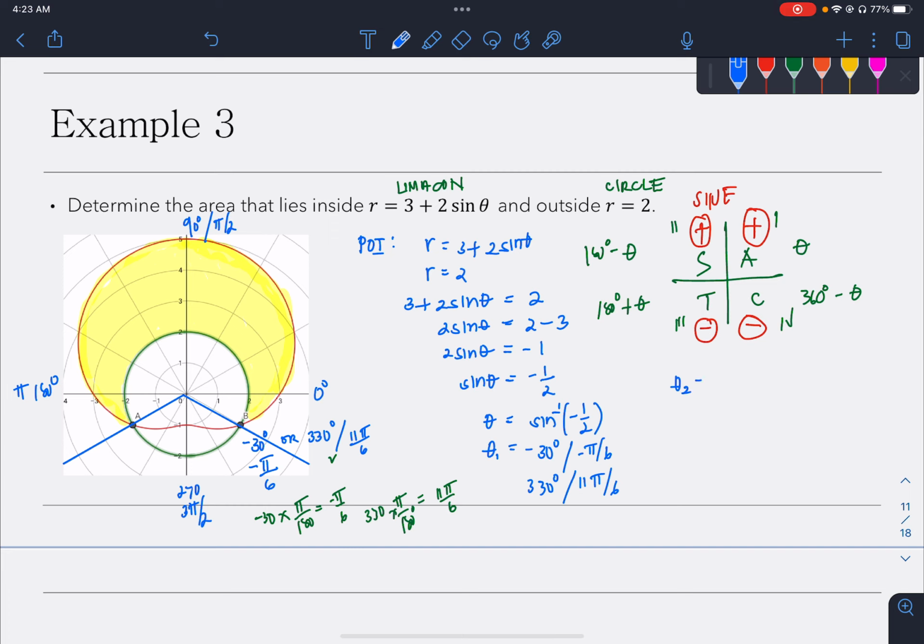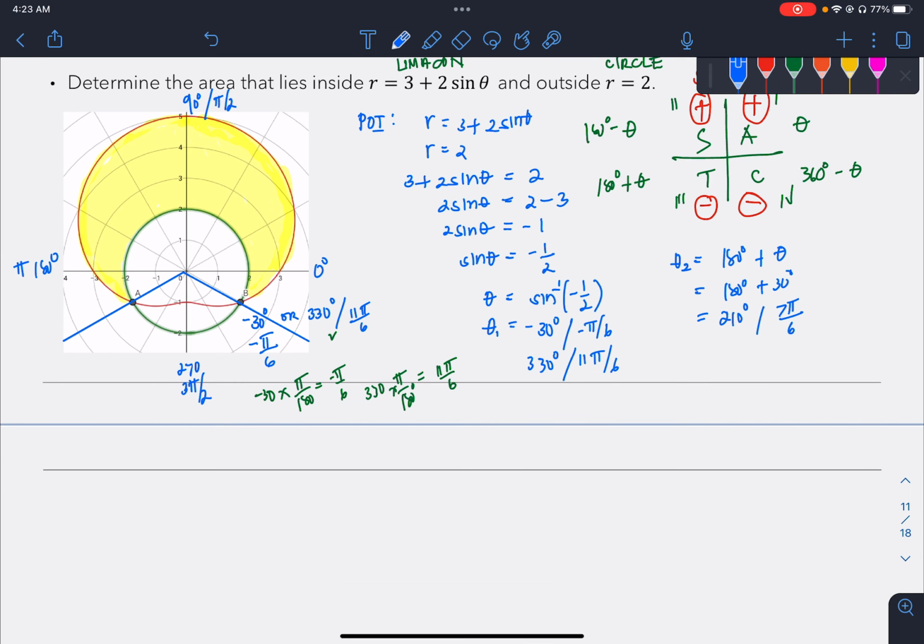For the second angle, which is at the third quadrant, we'll be using this formula, 180 plus theta. So that makes it 180 degrees, our theta is 30 degrees, so that makes it 210 degrees. 210 degrees over 180 makes it 7 pi all over 6. Okay, so those are the points of intersection then. So this one is 210 degrees or 7 pi all over 6.